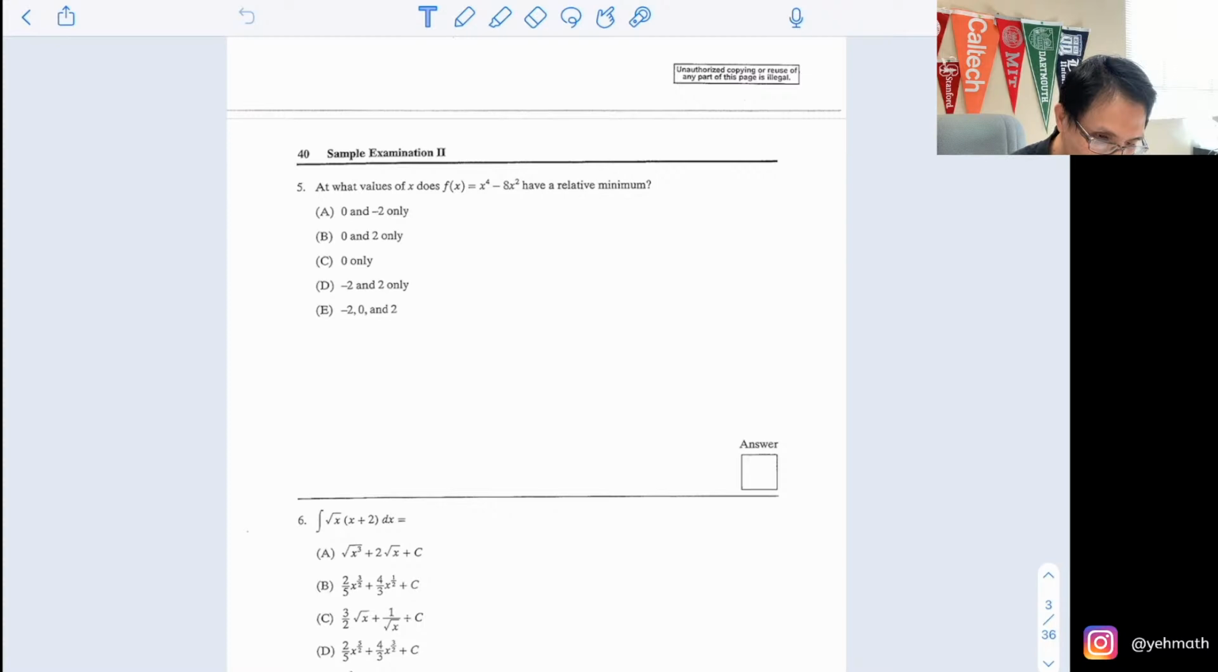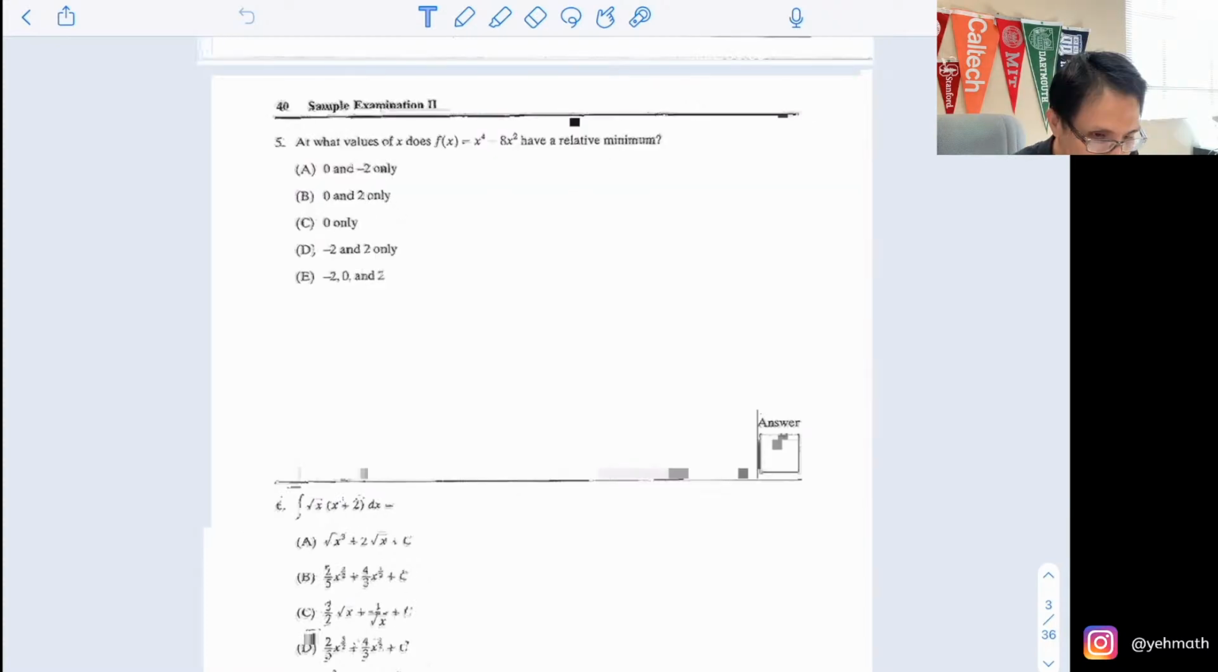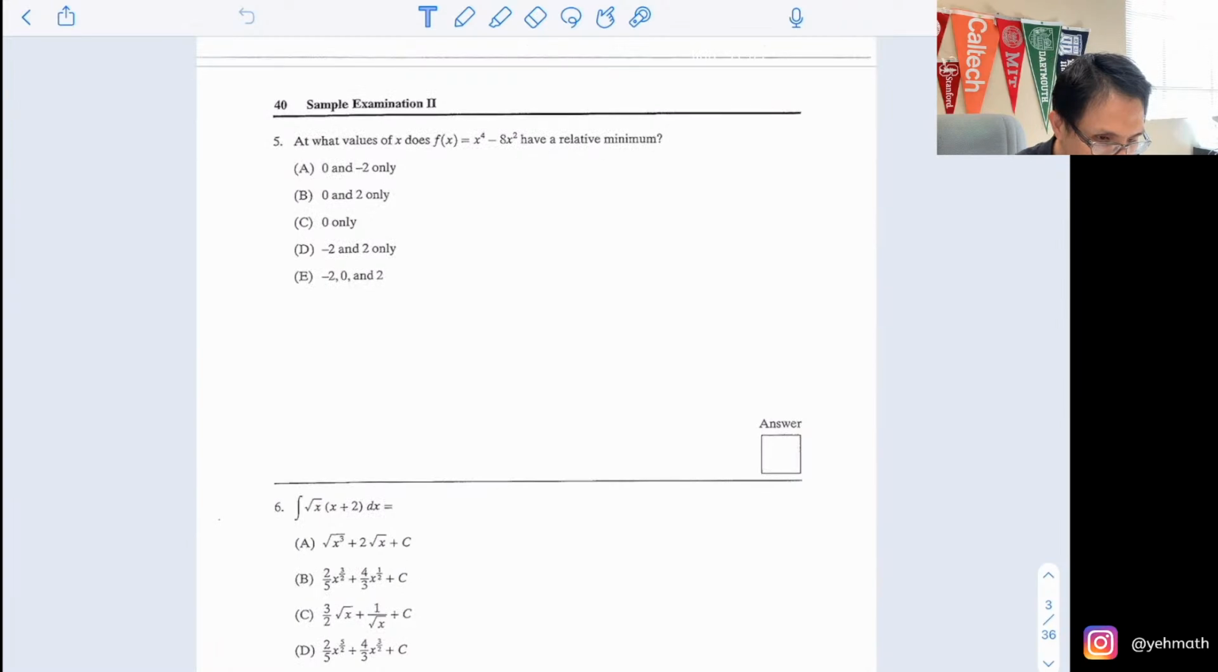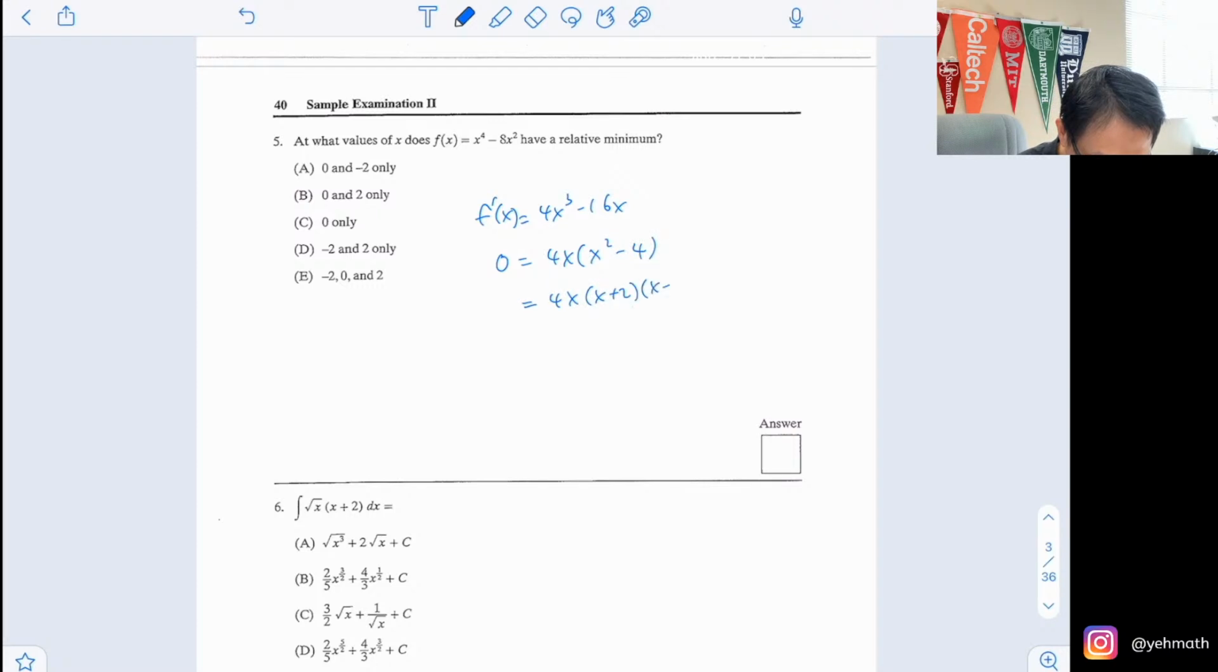The interesting thing is you have to take a derivative and you have to do a number line test. If you don't do the number line test, usually you're going to get it wrong on a test. So that's going to be f prime of x is equal to 4x cubed minus 16x. And you set it equal to 0, so it'd be 4x times x squared minus 4, right? So that's equal to 4x times x plus 2 and x minus 2.